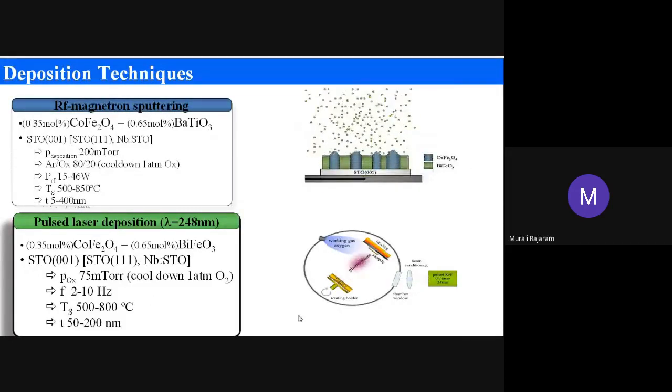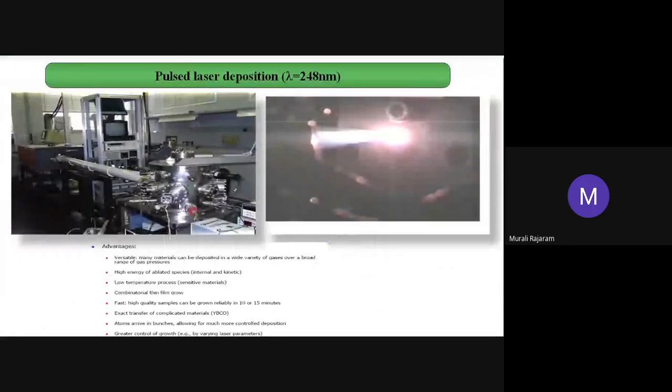This is the PLD machine which we use in Barcelona, which is very simple equipment. This is the excimer laser, and we have a chamber here. The laser comes in, and we prepare samples in this chamber at very high vacuum and oxygen atmosphere. PLD has some advantages and also some disadvantages. I'm not going into the details because of the time limit.